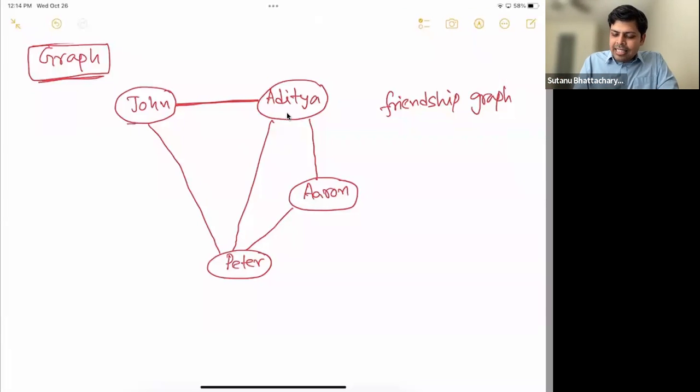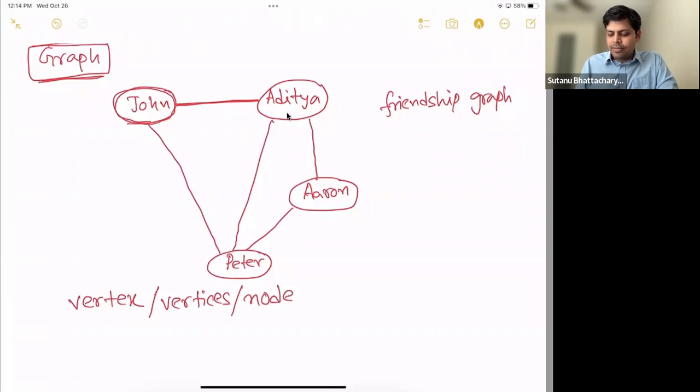So the person is denoted like this, and this circle is called a vertex, or in plural, vertices. We often mention it as nodes. So all are the same: vertex, vertices, or nodes. I might interchangeably use nodes sometimes. So when I mention nodes, I am mentioning vertices. So here vertices are John, Aditya, Aaron, Peter, all those vertices. And the relation between 2 persons we'll call an edge, or edges.